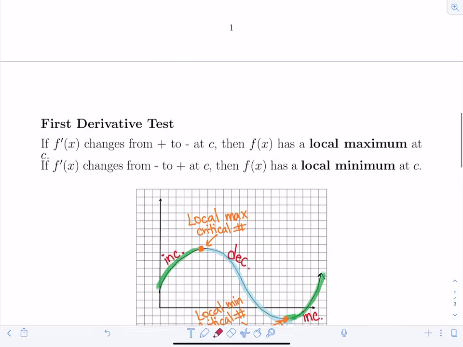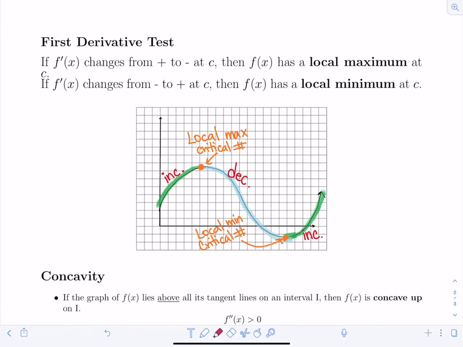So here is the first derivative test. If f prime of x changes from positive to negative at c, then f of x has a local maximum at c. And notice this is illustrated below. F prime of x changes from positive to negative. So if you have a positive derivative, that means the function is increasing, right? The slope of the tangent line would be positive. And then it switches to negative. Well, exactly where that switch happened is where we have a local max.